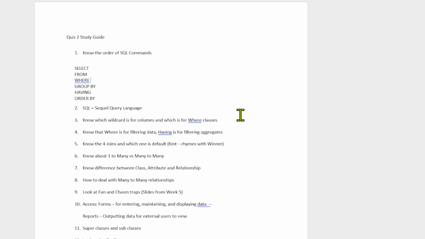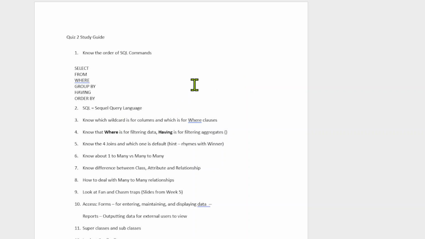You should know where is for filtering. When I say where here, let's call this an actual keyword. So where is for filtering, and having is for filtering aggregates. So remember, if you've got a count or a sum or anything with parentheses around it, that's got to go in the having clause. Otherwise, if I just want to filter, I've got a column of student names, and I want to say, hey, I want Bob, that's the where clause.